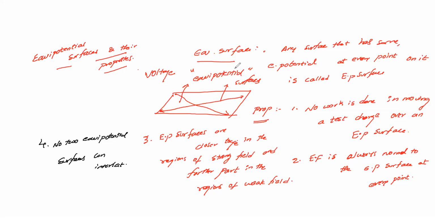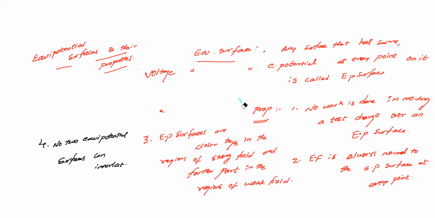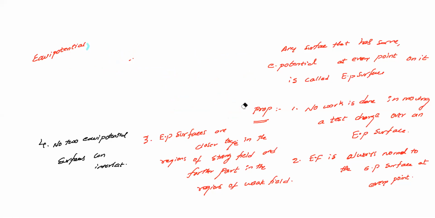So the first point I told you is no work is done in moving a test charge over an equipotential surface. We'll take an equipotential surface and try to understand it with an example. Assume this equipotential surface is like a plain sheet. So what is the definition? Any surface that has the same electric potential. On the surface there will be some potential, and at every point on it the potential is always constant. That is your definition.